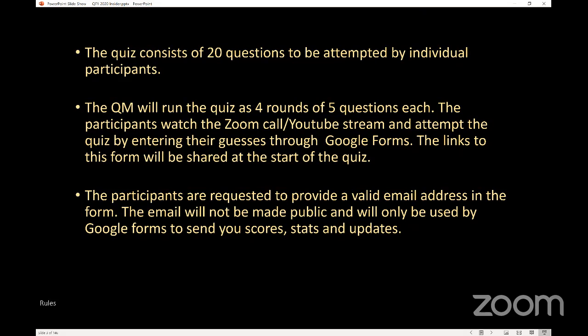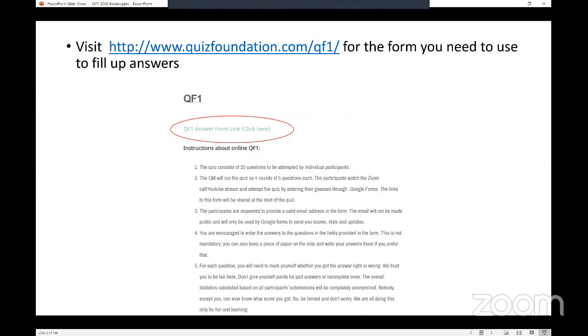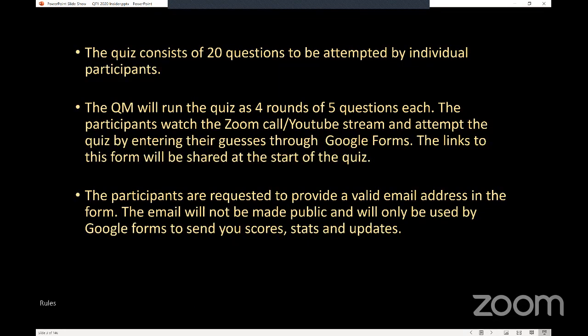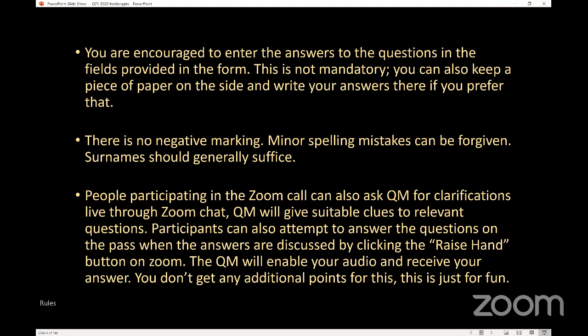So the participants will watch the Zoom call or the YouTube stream and attempt the quiz by entering the guesses through Google Forms. If you had followed this link, you would have found a Google form where you enter your answers. You can either enter them on those Google forms, or pick up some piece of paper around you and write it there, or open up a notepad file. But you're strongly encouraged to use the Google form space provided, because you don't have to keep moving between different applications.